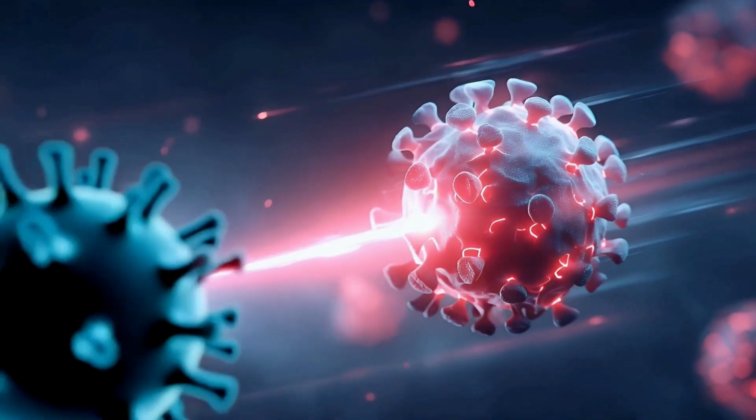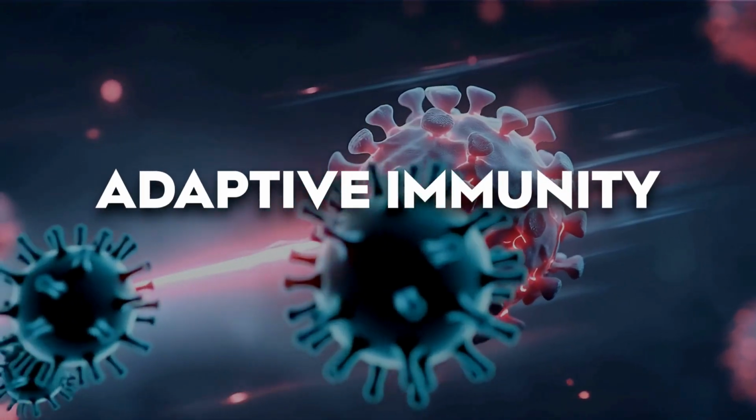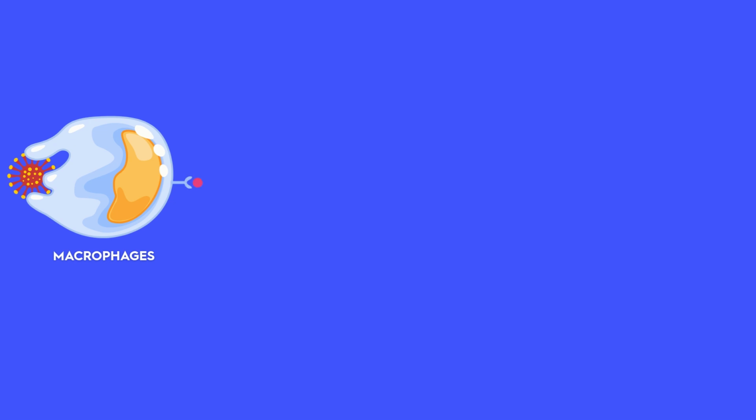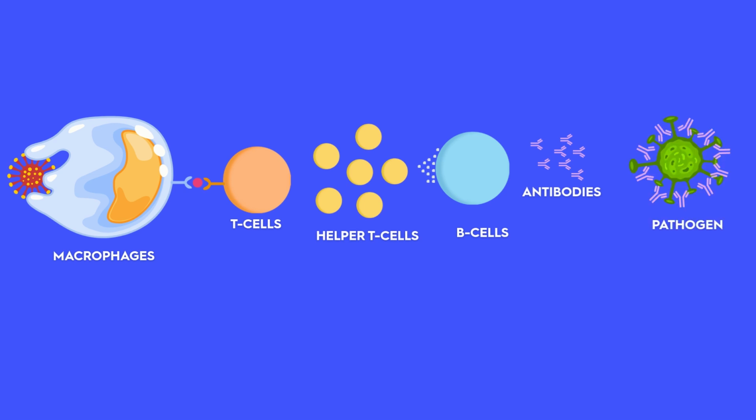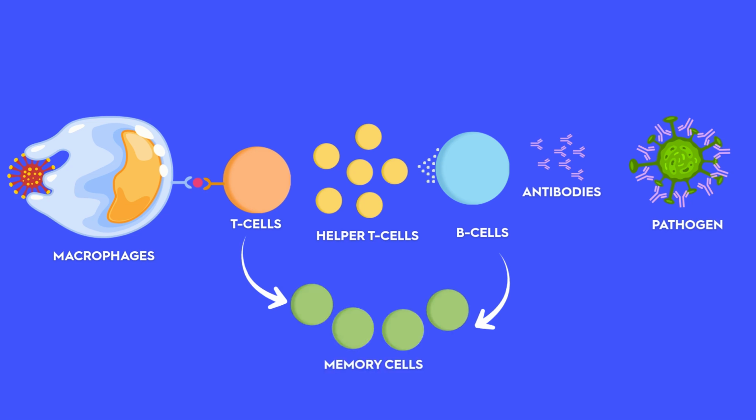Next comes the third line of defense, or adaptive immunity, which is specific. When macrophages display foreign antigens, T cells recognize them. Helper T cells then activate B cells, which produce antibodies targeting that exact pathogen. Afterward, some B and T cells become memory cells, ready to respond faster and stronger if the same pathogen returns. This learned response provides long-term or even lifelong immunity.